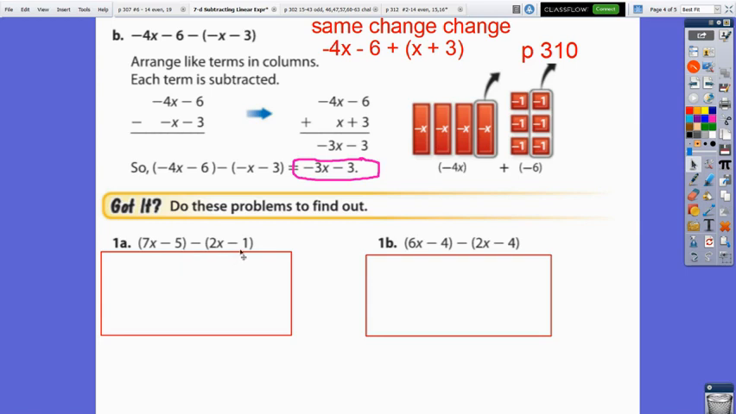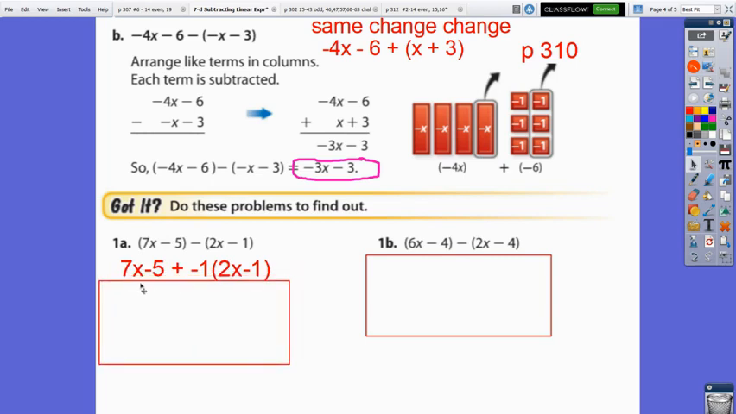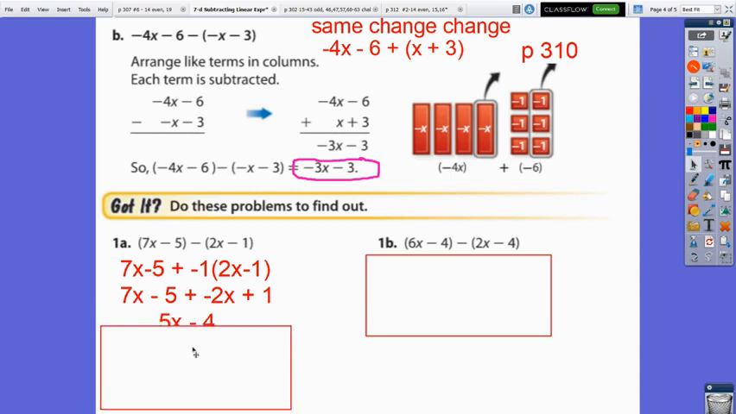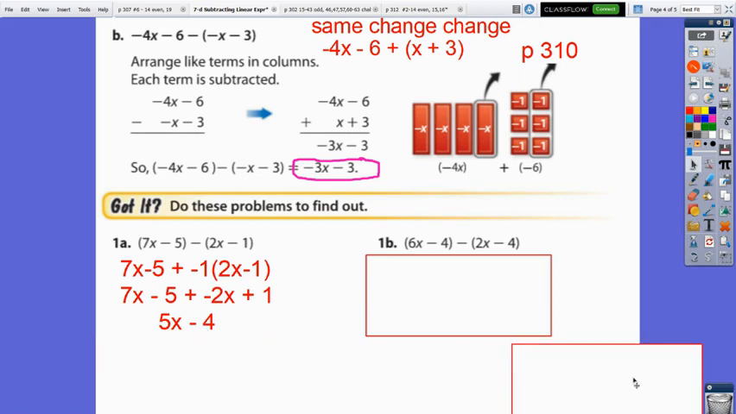7x minus 5 minus 2x minus 1. Same, change, change. 7x minus 5. So writing it like this is really a way to say, okay, we're going to change the signs of both terms over here. You really could just write it directly like this second line. Every term in the second expression changes to its opposite. So this is 5x plus negative 4, right? This is plus negative 5. I could have written it as plus negative 5. Negative 5 plus 1 is negative 4, stylishly written as minus 4.